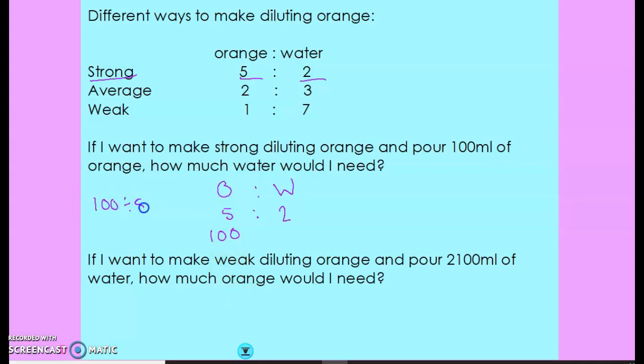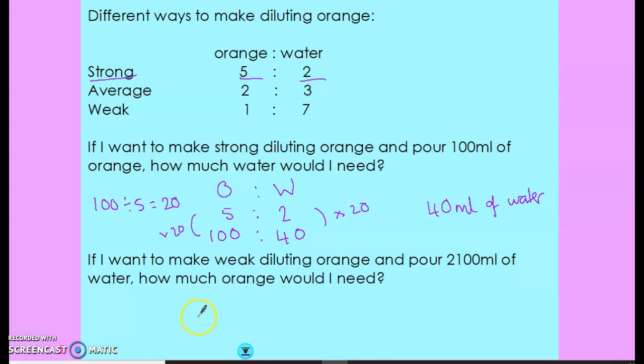So 100 divided by 5 is 20. So that means to get from there to there, I times by 20. I do the same here. 2 times 20 is 40. So I would need 40 ml of water.